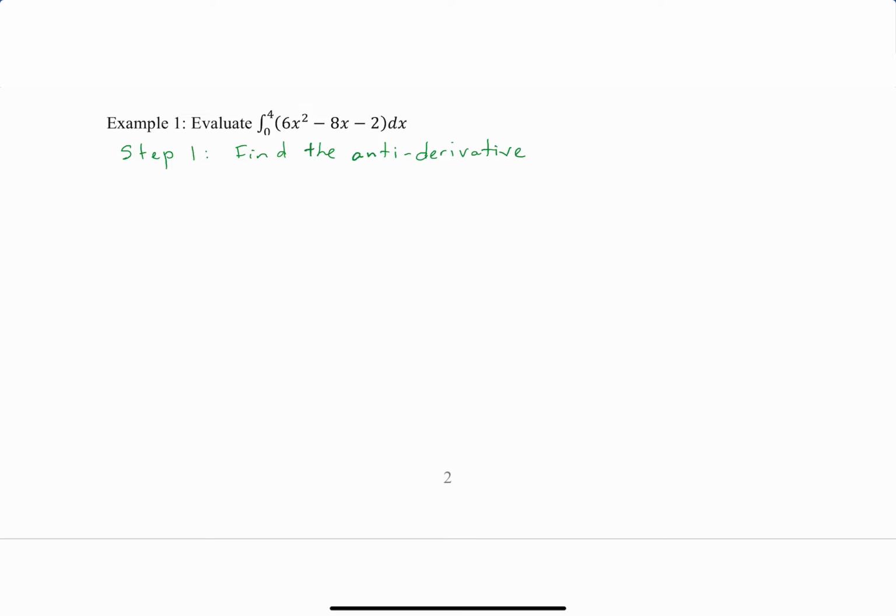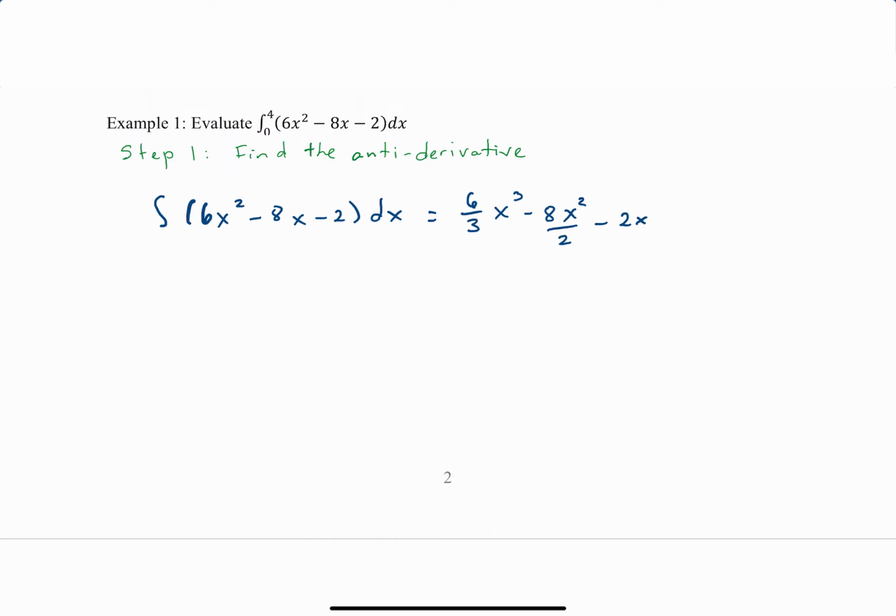In other words, we're going to start very similarly to what we would do if the problem was just the indefinite integral of 6x squared minus 8x minus 2 dx. So we're going to start by integrating, which will give me 6/3 x cubed minus 8x squared over 2 minus 2x.